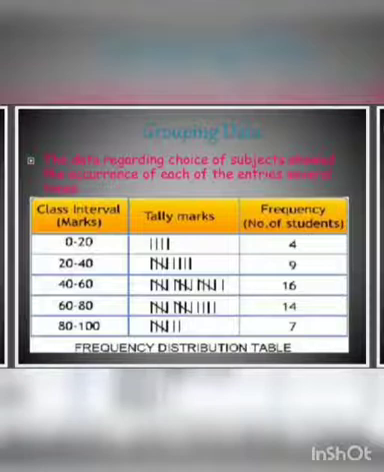So 1, 2, 3, 4. And for 20 to 40 marks, 9 students got. Then I am going to represent it as 4 lines straight and 1 line cross, that represents 5 students, and the remaining 4 lines show that 4 students are there. So totally 5 plus 4 is 9. So this is called a frequency distribution table. After getting the raw data, we are going to group the data in the form of a frequency distribution table.